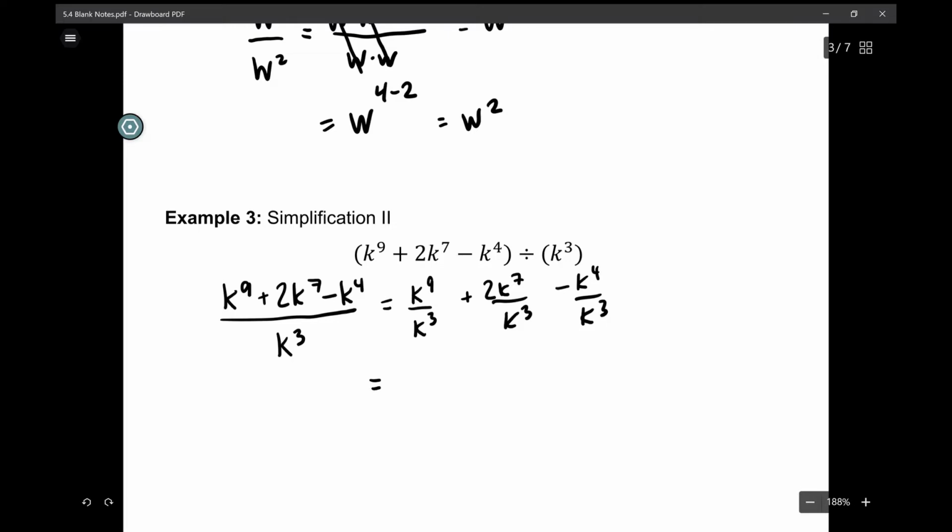Well, k to the 9th divided by k cubed is k to the 6th, 9 minus 3.